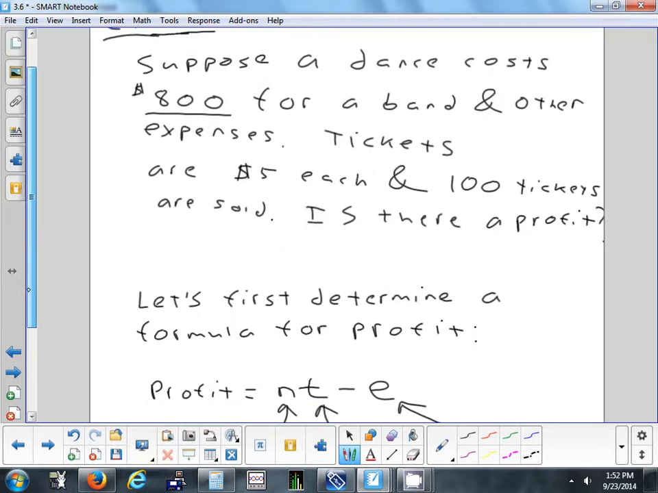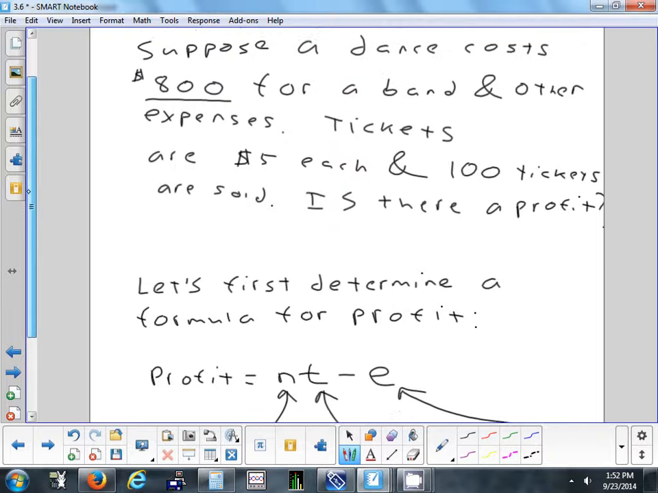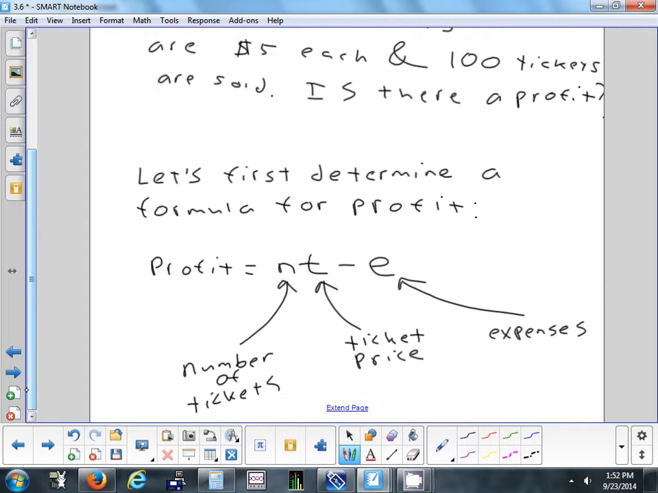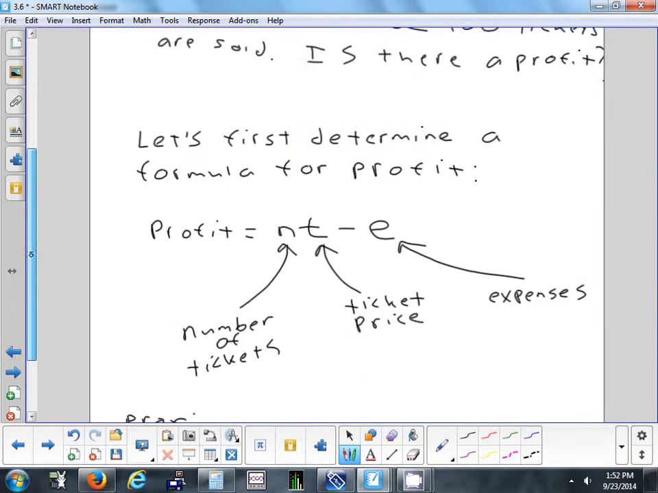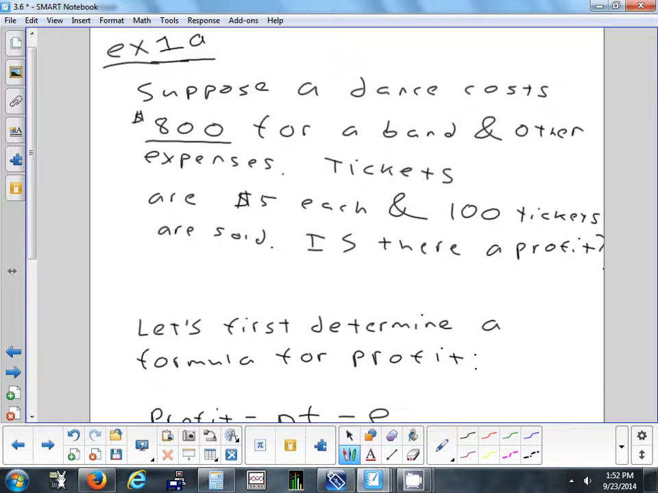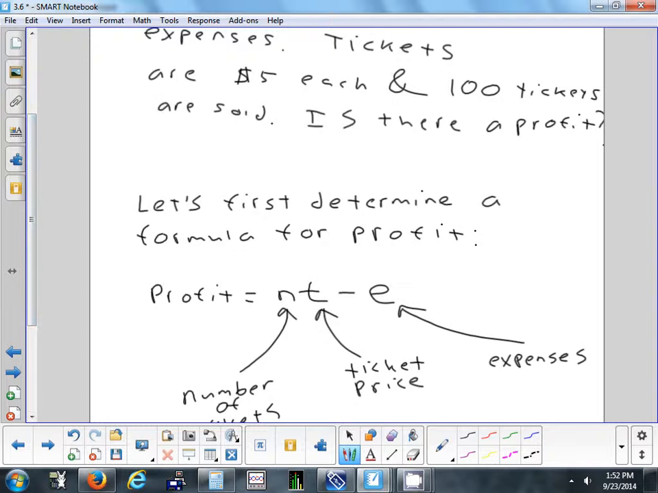So let's look at our example. Yep, P's your profit. What's the $800? That's to pay for the band. Expense. Yep, that's your expenses. So let's fill that in. We're going to have to subtract 800 because we had to pay the band and we had to pay everybody else that came to help with the dance. How many tickets did we sell? 100? And what letter does that get plugged in for? N. N is your number of tickets.